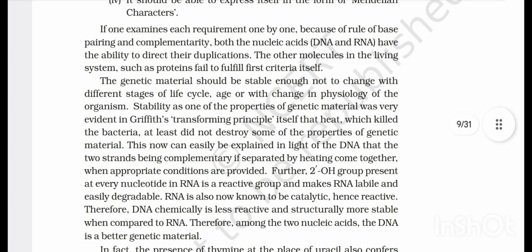The genetic material should be stable enough not to change with different stages of life cycle, age, or with changes in physiology of the organism. Stability as one of the properties of genetic material is very evident in Griffith's transforming principle itself. The heat which killed the bacteria at least did not destroy some property of genetic material. This now can be easily explained in light of DNA: the two strands being complementary, if separated by heating, come together when appropriate conditions are provided.